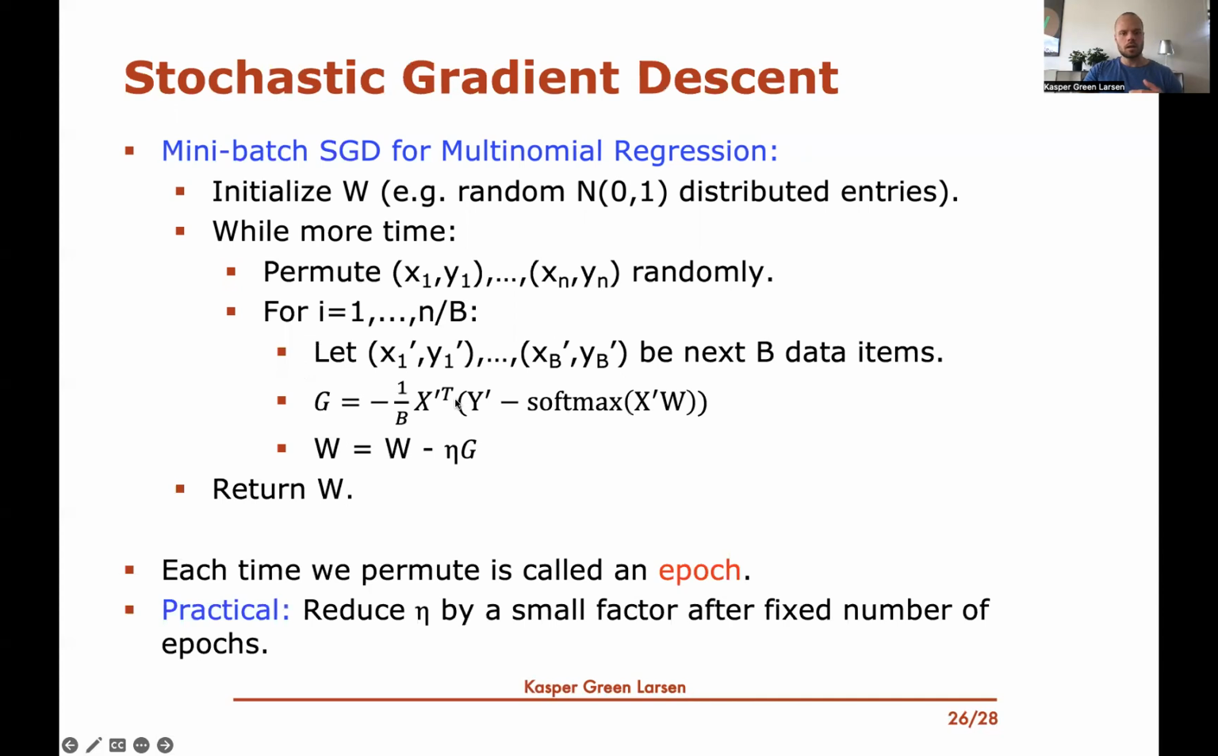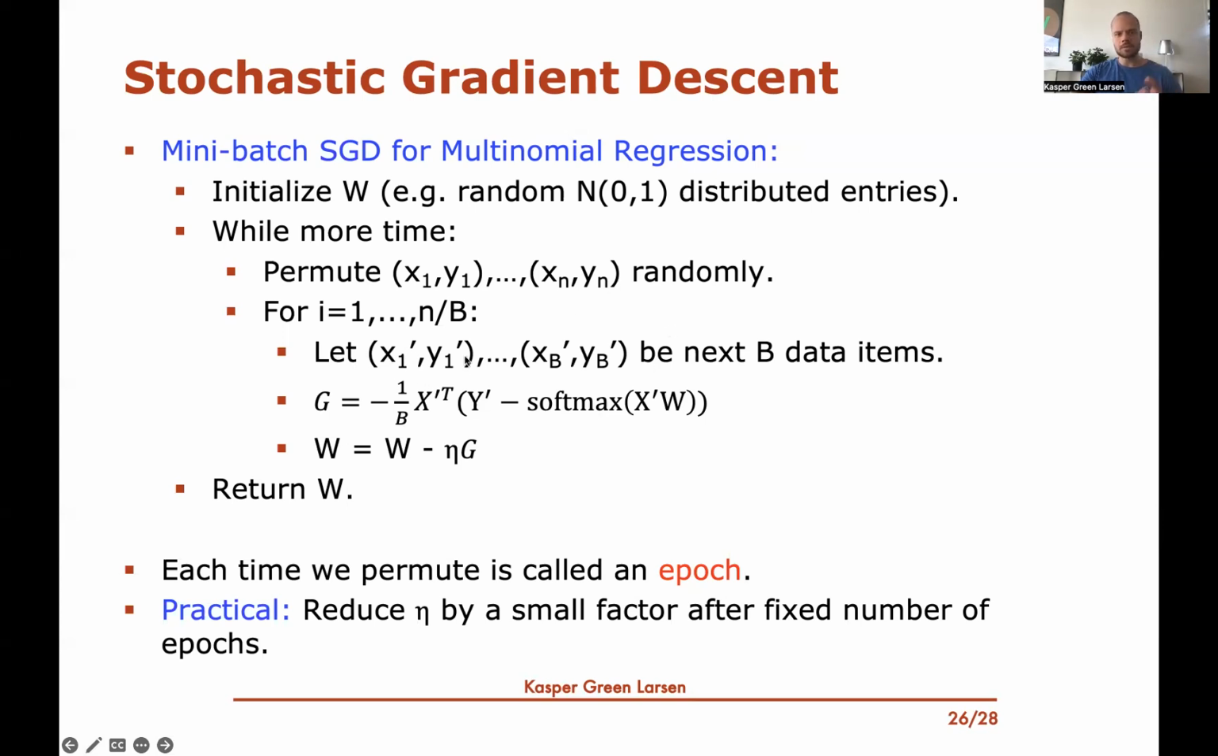Okay. Of course, you can also turn this into the mini-batch stochastic gradient descent version of it, which is a little bit more complicated, but works better in practice. All that this is really doing is just to speed up gradient descent. So basically it says, while you have more time, we permute all the data randomly, and then we're going to take the data in chunks of B training examples at a time. And for each of these chunks, we have the B data elements.